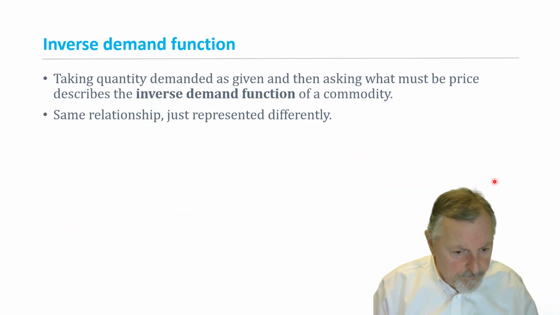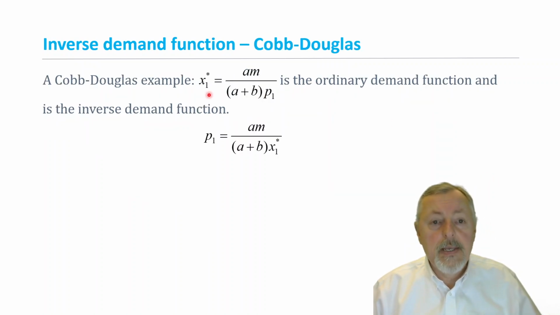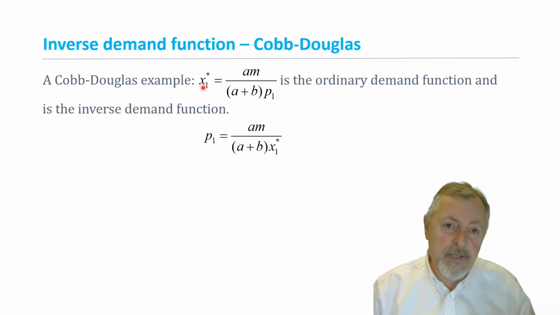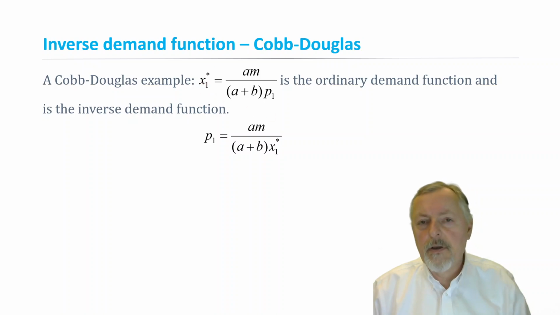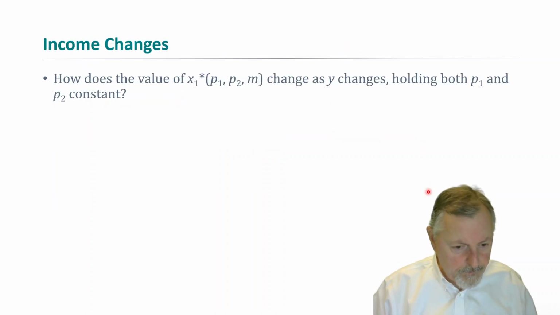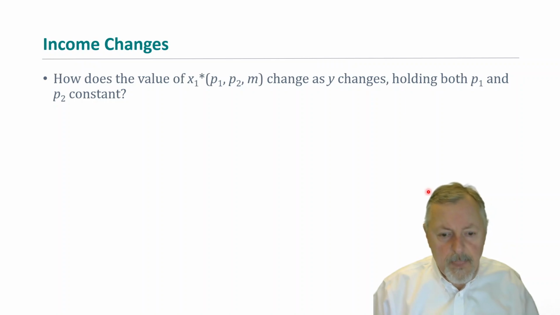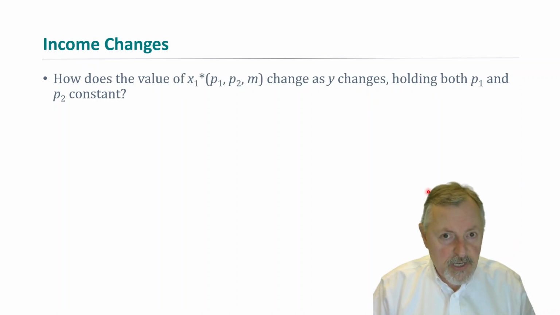So you would just solve, instead of having X on the left, you'd have price on the left. You just solve for price instead of solving for quantity. Okay, that's what happens when the price of thing 1 changes.